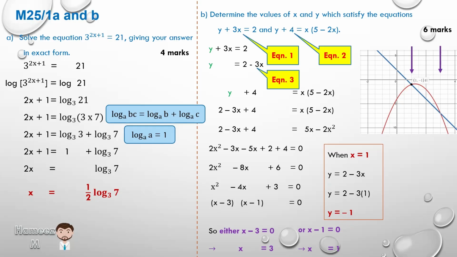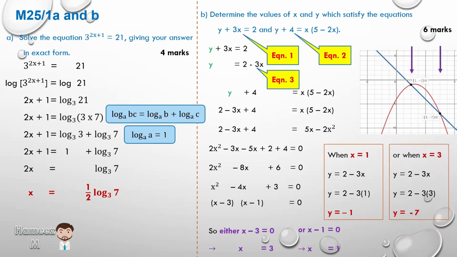Let's now do it for the second point of intersection when x is equal to 3. We're going to use this third equation again because it's the easiest to substitute into. y is equal to 2 minus 3x. So y is equal to 2 minus 3 threes. 3 threes are 9. 2 minus 9 is minus 7. So when x is equal to 3, let's put it there. y is equal to minus 7. And if we substitute into equation 1 or equation 2, they will both work out as well.